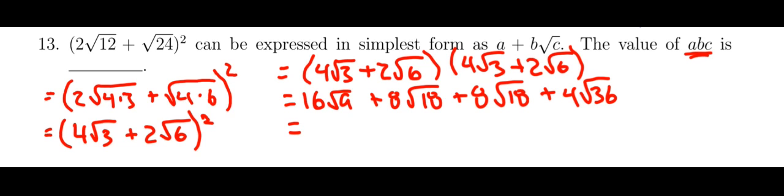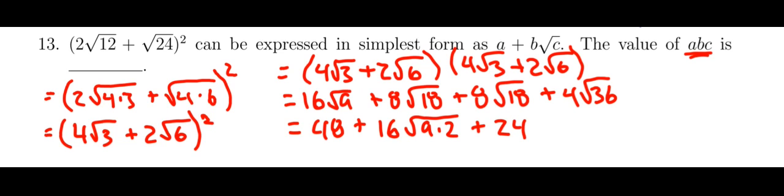Okay. Well, the square root of 9 is 3, and 16 times 3 is going to be 48. I've got 8 root 18 plus 8 root 18. Well, it's going to be 16 root 18, but 18 is 9 times 2. And I can simplify that because I can take that square root of 9 out. And then over here, I've got 4 times the square root of 36. Well, I know that the square root of 36 is 6, times 4 will be 24. Okay, so now 48 plus 24 is going to be 72.